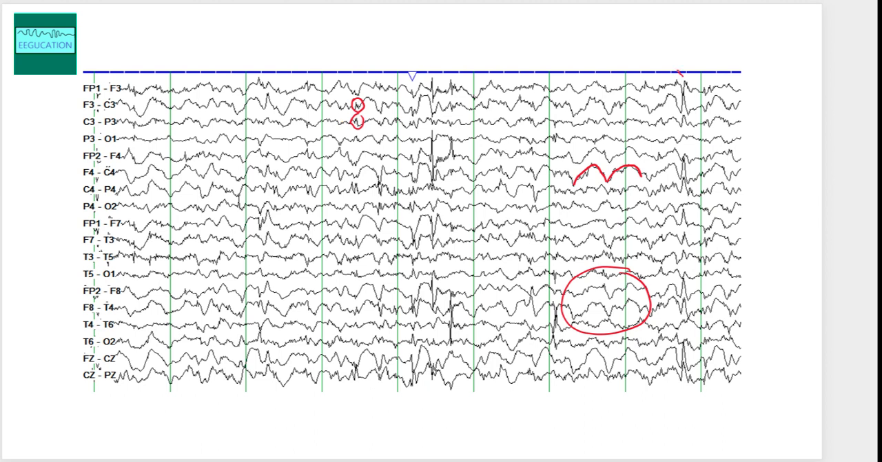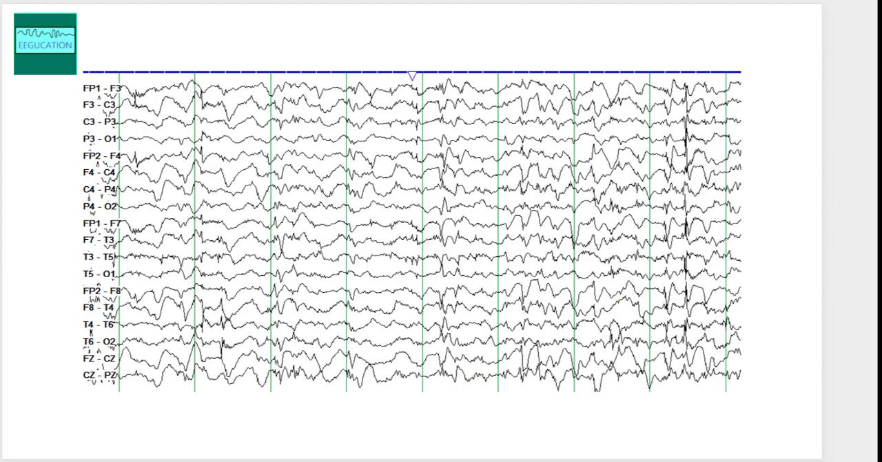You can see the sharp waves. So these are the sharp waves, which are frontally dominant sharp waves. You can see these sharp waves in a generalized distribution. You can also see some of these spikes in the midline and a lot of fast activity, beta activity that is seen throughout this page. If we move on to the next page, we see more or less similar activity.